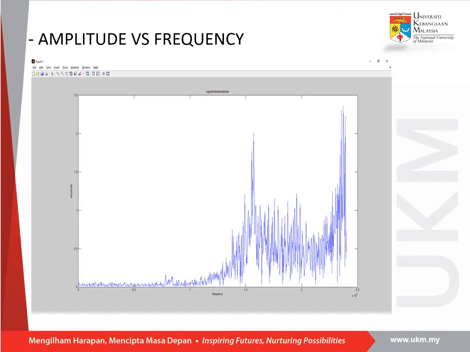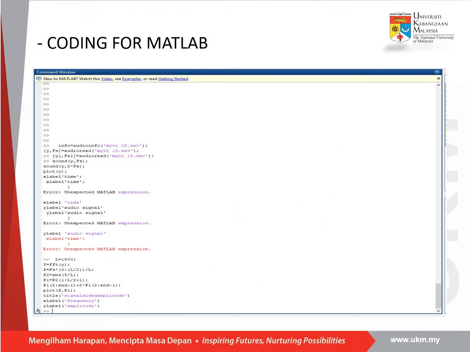This is the graph showing the amplitude versus frequency. As you can see, the sound produced from the MyV 2018 is uniform with the graph produced from MATLAB. And this is the code for MATLAB.